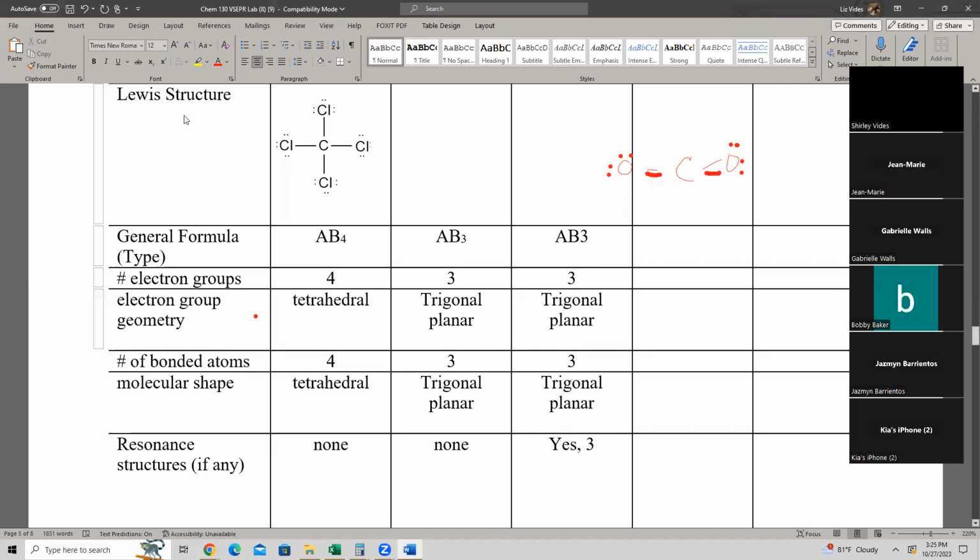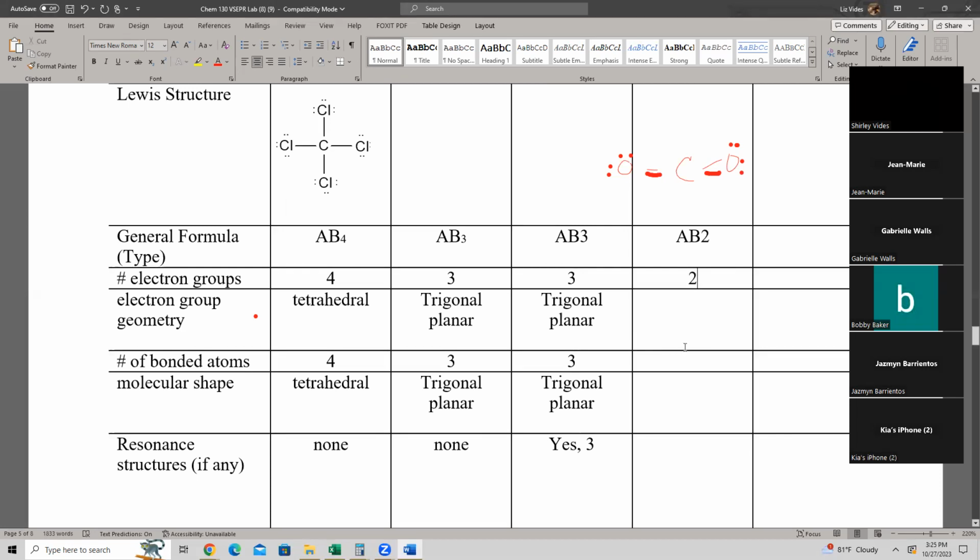Well, isn't it a central atom? Yes, there is a central atom, so it's A. And how many bonds do we have? And remember, double bonds are just a bond. So 2, right? So AB2. Now, how many electron groups? Well, group-wise, we have 2, right? Group-wise, we only have 2 because each one of the double bonds counts as a group. Okay, so the answer is 2 right here.